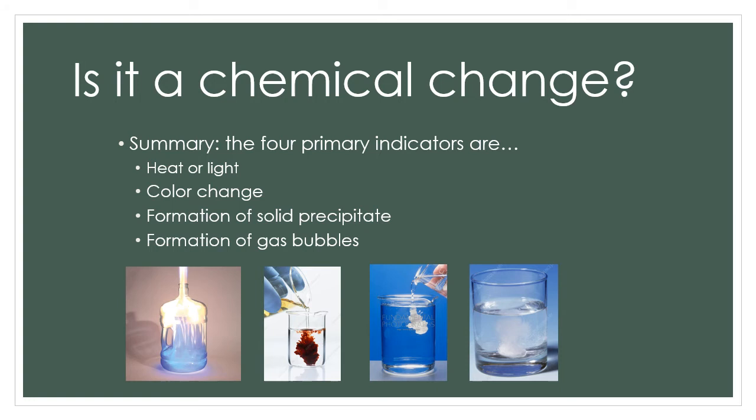So a quick overview of our four primary indicators that a chemical change has taken place. One or more of these changes can be present in order to help indicate that a chemical change has occurred. There can be heat or light. There can be a color change, a formation of a solid precipitate, or a formation of gas bubbles. Again, there are technically other indicators we could use, but these are the four most common ones, and there could be multiple going on at once.